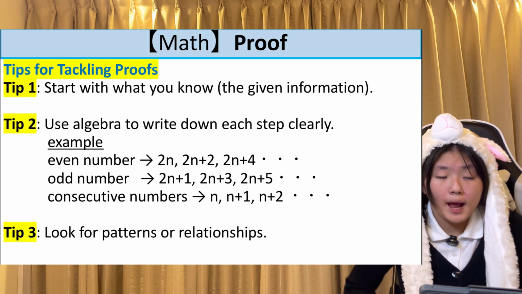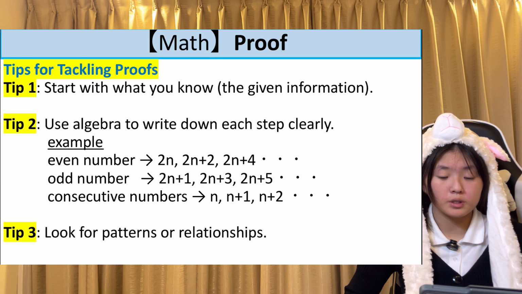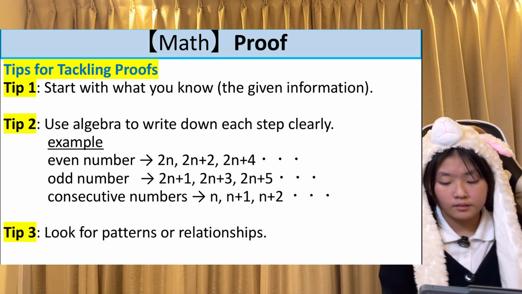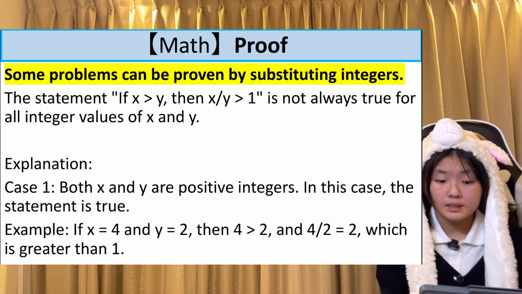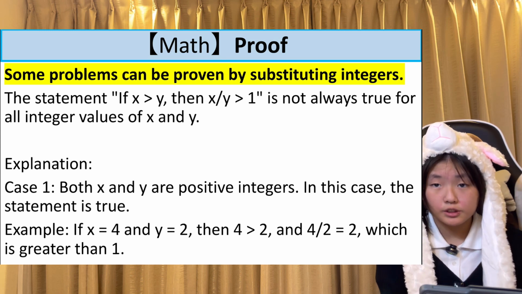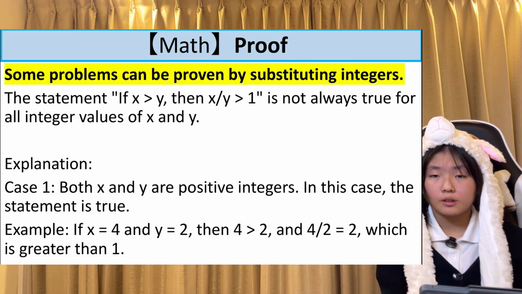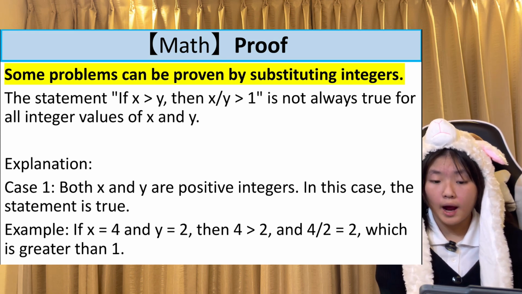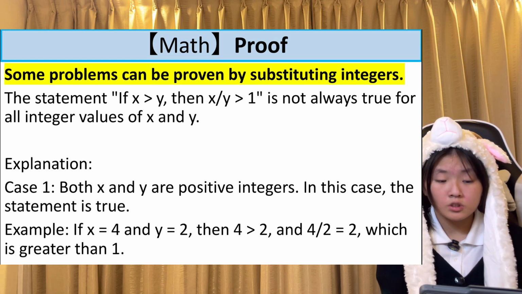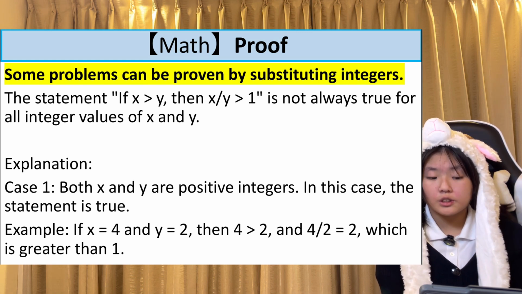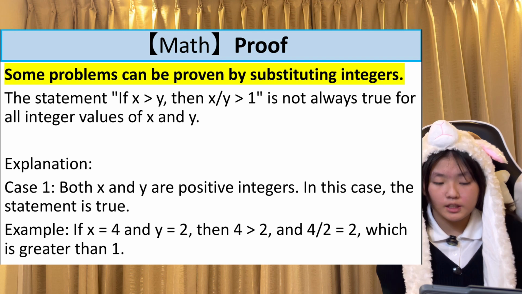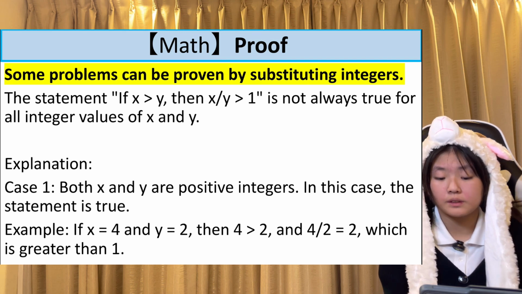You need to look for patterns or relationships between the numbers or algebraic numbers that the equation has given you. Some problems can be proven by substituting integers. The statement "if x is greater than y, then x over y is greater than 1" is not always true for all integer values of x and y. The explanation is, in case 1, both x and y are positive integers.